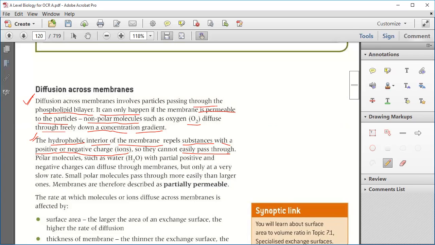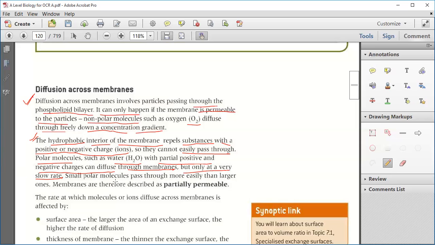Okay. So in the case of the membrane, there is a hydrophobic part and a hydrophilic part. The hydrophobic interior of the membrane repels substances with a positive or negative charge, that is ions, so that they cannot easily pass through the membrane. Now, polar molecules such as water, with partially positive and negative charges, can diffuse through the membrane, but only at a very small rate.